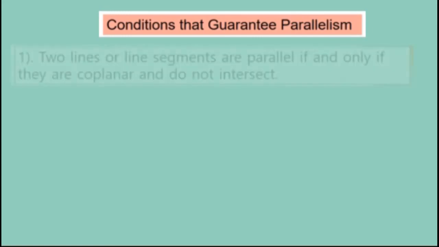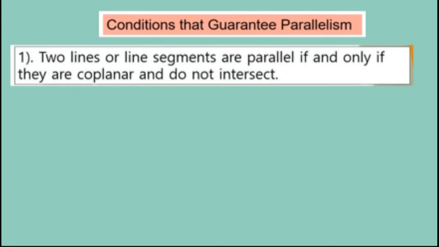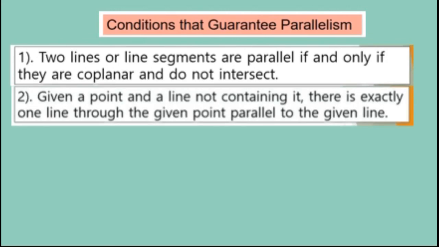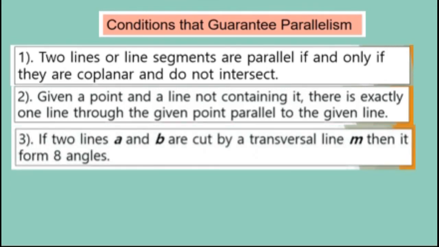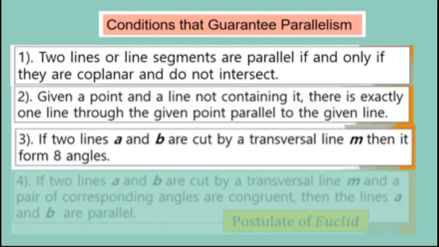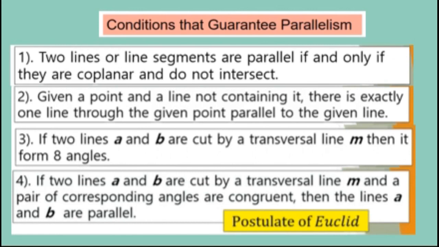Here are some conditions that guarantee parallelism. Two lines or line segments are parallel if and only if they are coplanar and do not intersect. Given a point and a line not containing it, there is exactly one line through the given point parallel to the given line. If two lines A and B are cut by a transversal line M, then it forms 8 angles. If two lines A and B are cut by a transversal line M and a pair of corresponding angles are congruent, then the lines A and B are parallel. This is the postulate of Euclid.